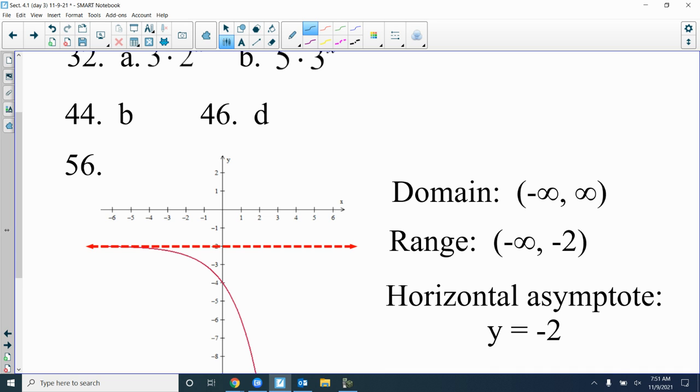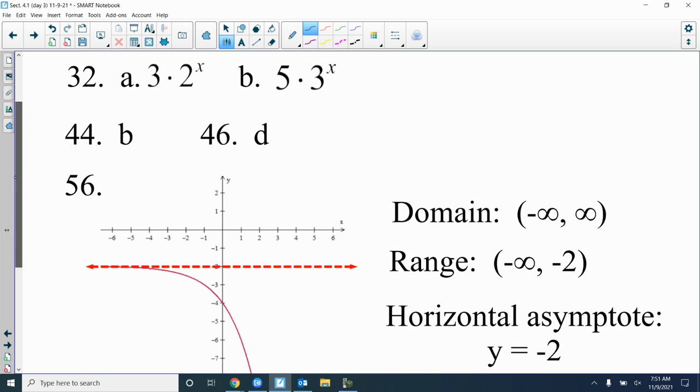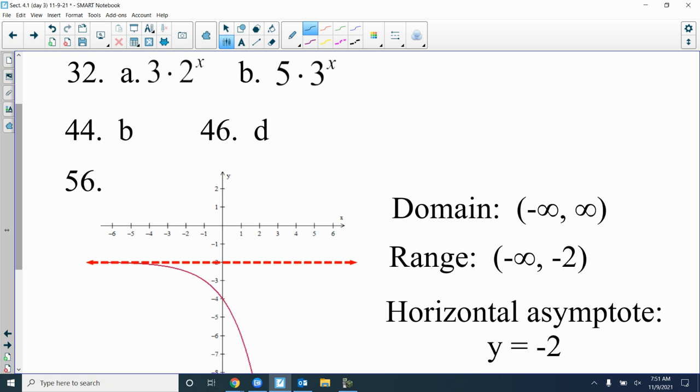And for 56, and those others also asked for your horizontal asymptote. It also asked for domain and range. So I got those listed as well as the graph. So domain, negative infinity to infinity. You can plug in any value to an exponential function. You're never going to get undefined because you're not dividing by 0. You don't have a square root. Range, negative 2 to infinity, based upon how it's been shifted. Horizontal asymptote: y equals negative 2.